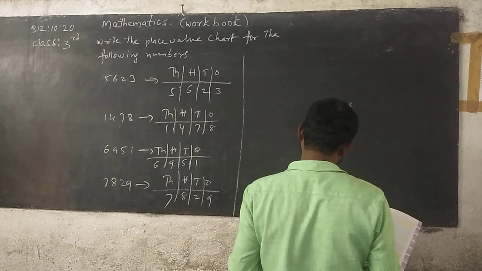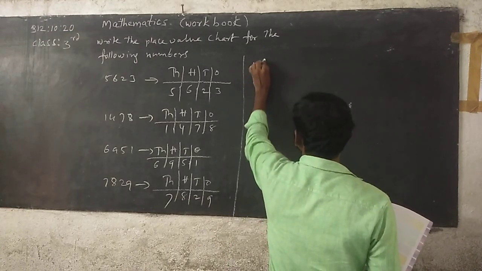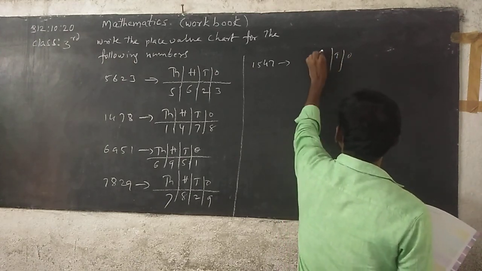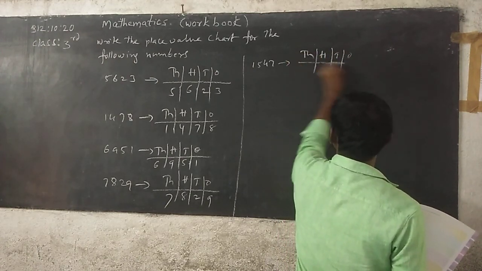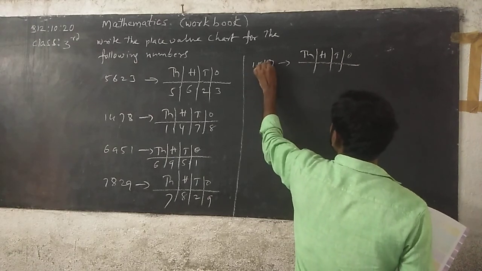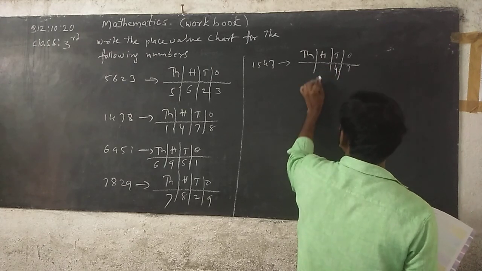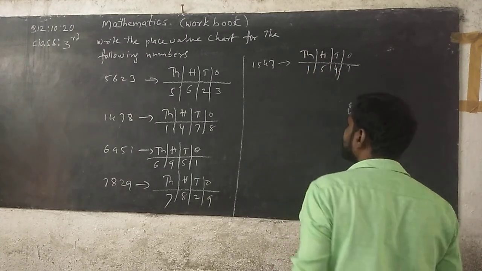Next, 1547. Ones, tens, hundreds, thousands. See, 7 is in ones place, 4 is in tens place, 5 is in hundreds place, 1 is in thousands place.